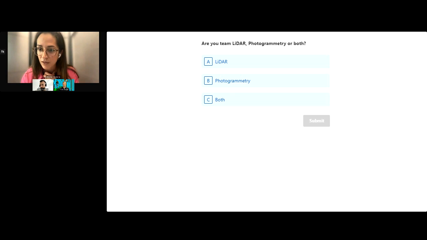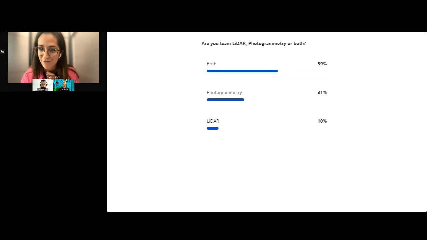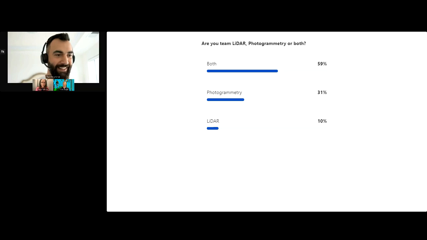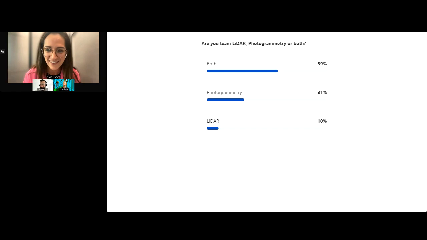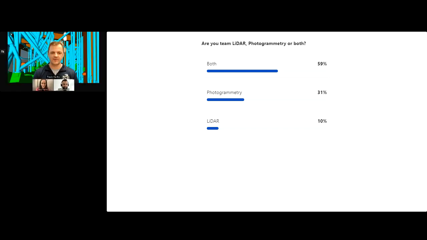Cool. Let's have a look at what we have in the room today. Oh, yay. I'm surprised by the photogrammetry number, actually. That's higher than I expected. Yeah. What are your thoughts, Travis? Did you expect this? Yeah, I'm surprised by the photogrammetry number too. I think maybe it's just easier to access that technology, so maybe that's why. 100%.